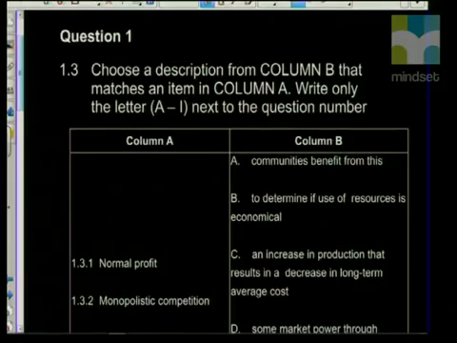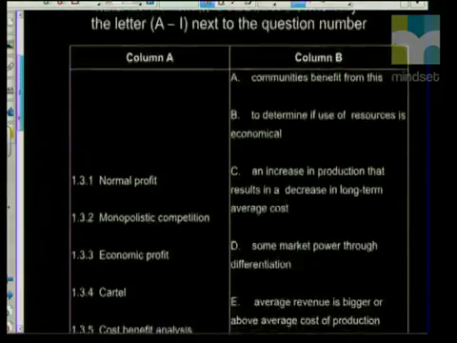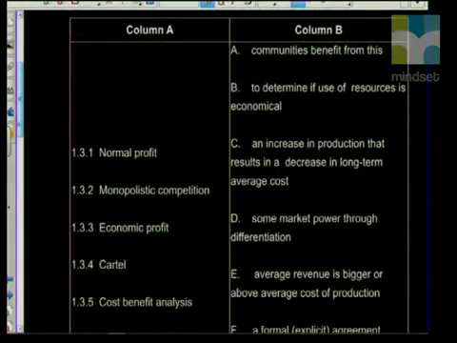On to the third section of question 1.3. Choose a description from column B that matches an item in column A. Write only the letter A to I next to the question number. The important thing is to first look at all the different options. So I'm going to read through column A and then I'll read through column B so we can see what all the different options are.